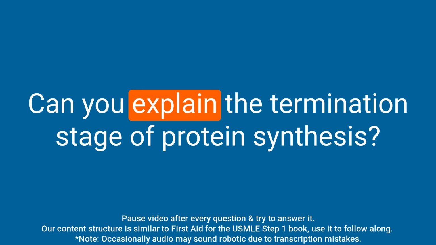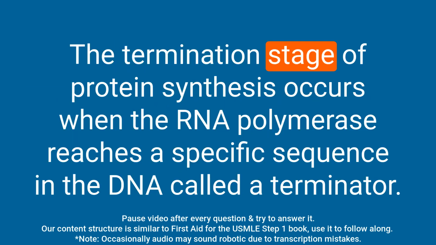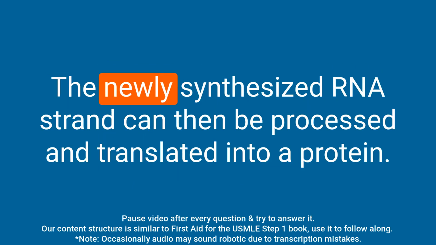Question: can you explain the termination stage of protein synthesis? Answer: the termination stage of protein synthesis occurs when the RNA polymerase reaches a specific sequence in the DNA called a terminator. This signals the polymerase to stop transcribing the RNA and release it from the DNA template. The newly synthesized RNA strand can then be processed and translated into a protein.